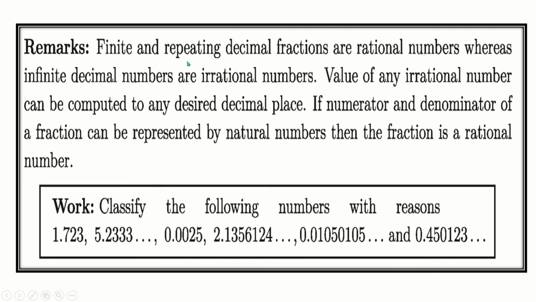Remarks: finite and repeating decimal fractions are rational numbers, whereas infinite decimal numbers are irrational numbers. You have to remember this because it is important for MCQ. The value of any irrational number can be computed to any desired decimal place. If the numerator and denominator of a fraction can be represented by natural numbers, then the fraction is a rational number.